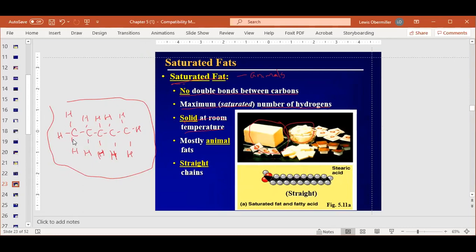Anyway, so this is what a saturated fat would look like, but what's important is that it makes this straight chain. Remember we talked about the shape is super important. This is that glycerol head. So this is the glycerol, and that's where it would attach, and this is a straight chain. So remember, you have 3 fatty acids, so you have 3 straight chains with saturated fats.